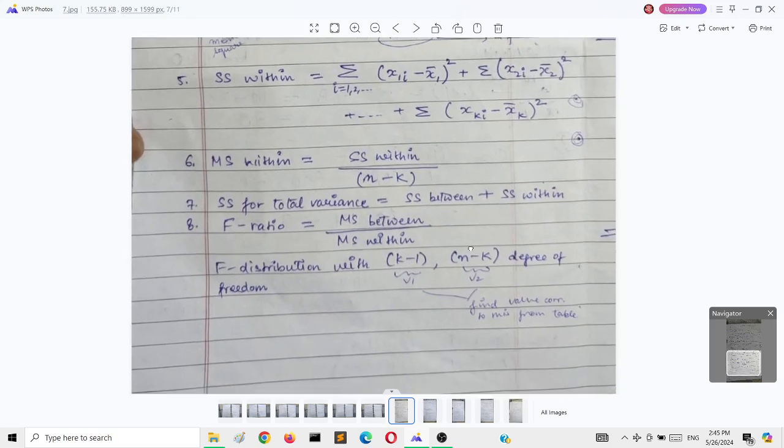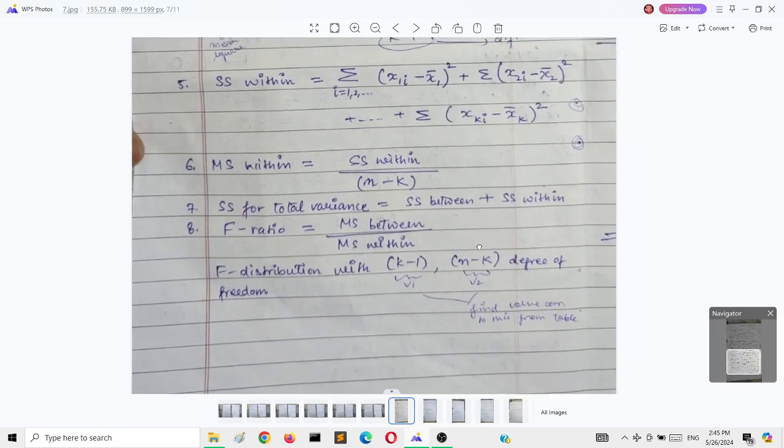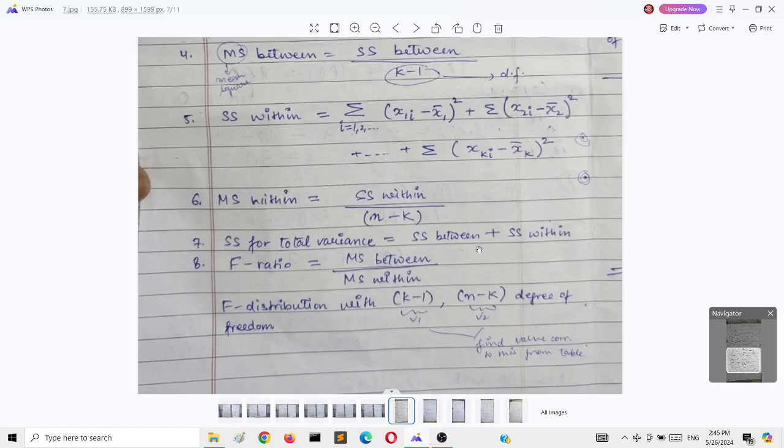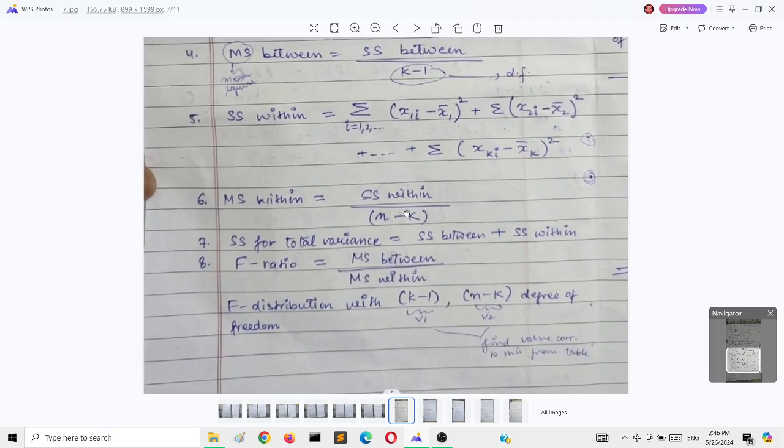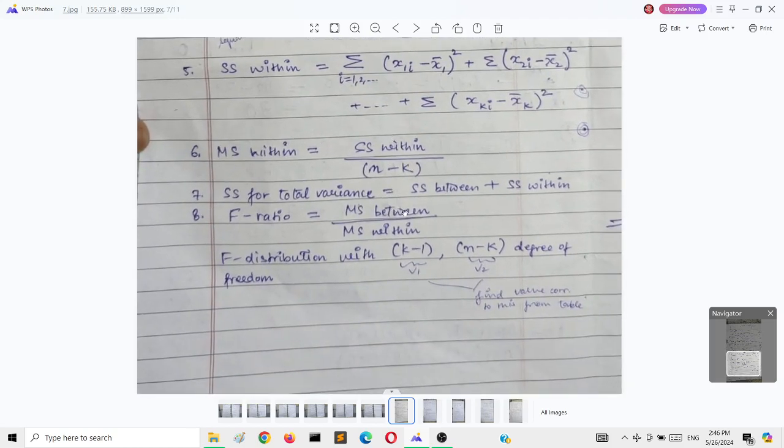Now SS for total variance is equal to SS between plus SS within, right? So total variance will have two factors as we have studied, that is SS between and SS within, and the F ratio or the F statistic will come out to be MS between by MS within, right? So MS between we already got with this particular formula, and MS within we got from this particular formula, right? And when we divide those, we'll get the F ratio, that is, the F calculated statistic.